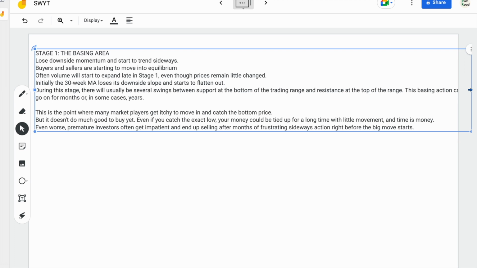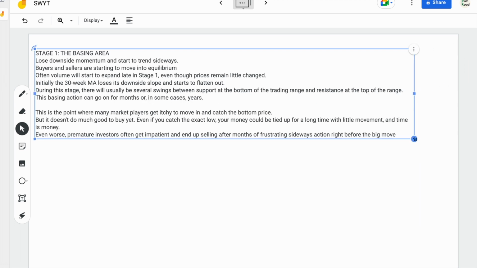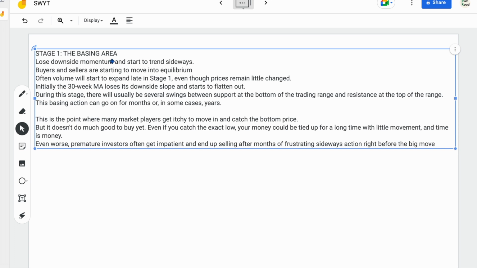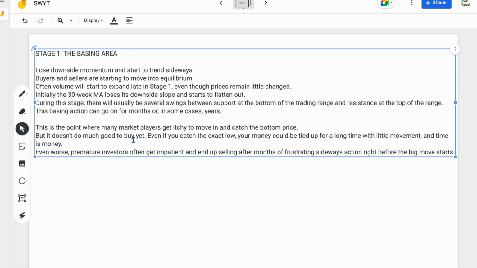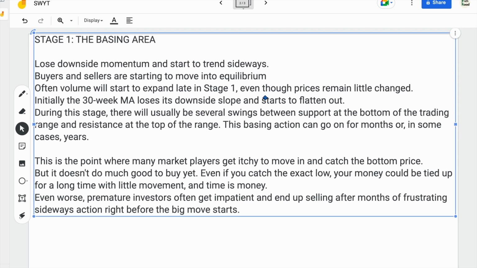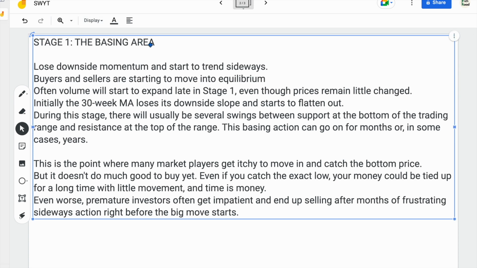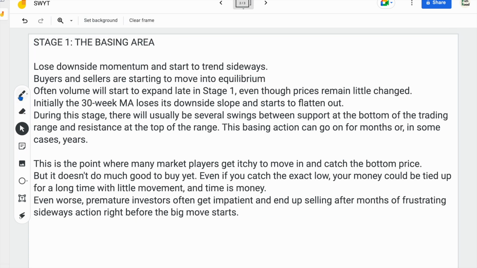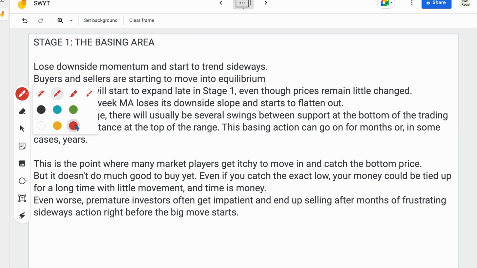So this is how it looks. And these are the important points regarding the base area, stage 1, compiled from the book for you. So we'll go and read it in depth and we'll also draw some diagrams here. So see, what I'll do is I'll underline some words that you need to take note of.